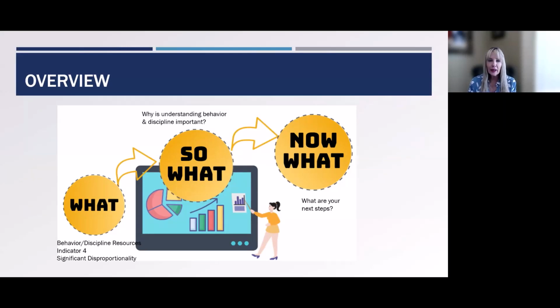Then I'm going to touch on the so what. The so what is, why did I go over this information? What are the implications? What are your insights? Why is it important? What impact does this have on students with disabilities and their outcomes? And then the now what is, what are you going to do with this information? What are your next steps? As I go through my presentation, feel free to jot down your so what's and now what's. I want to make sure that you leave today with a tangible activity.